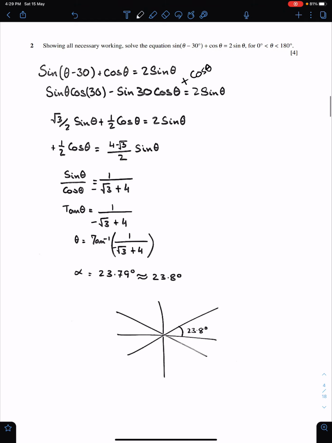Question number 2. Showing all necessary working, solve this equation for this domain. We first need to simplify this function with the help of sum of angle formula. The sum of angle formula for sine is sine theta cos 30 minus sine 30 cos theta. This cos theta is here and this 2 sine theta is here. Now cos 30 is root 3 upon 2, whereas sine 30 is half, and this cos theta is here.